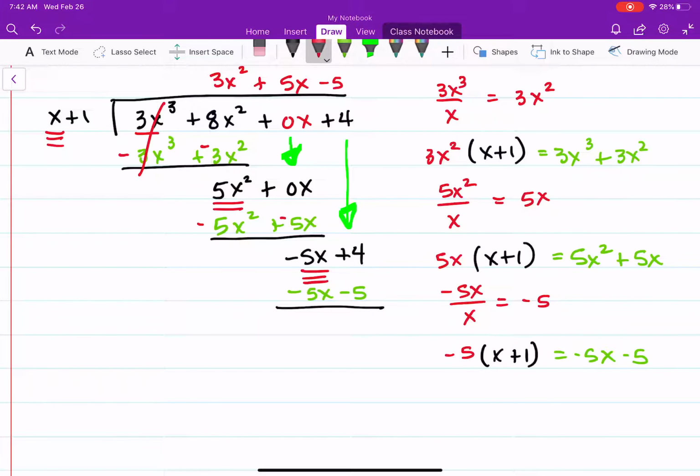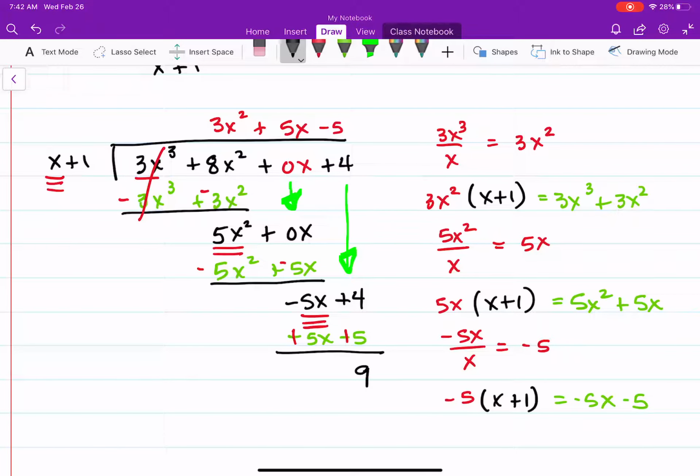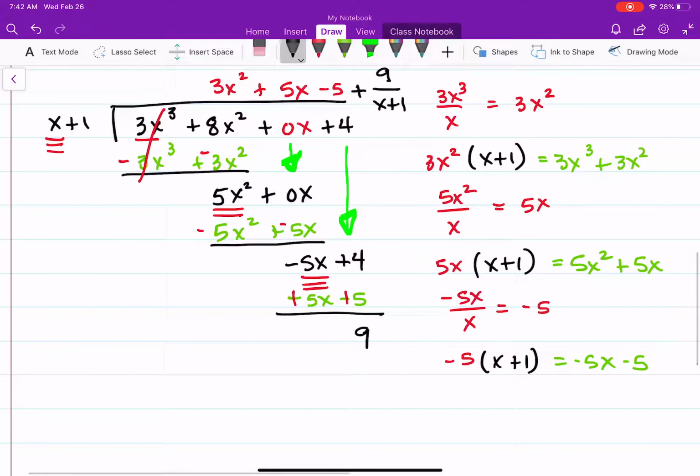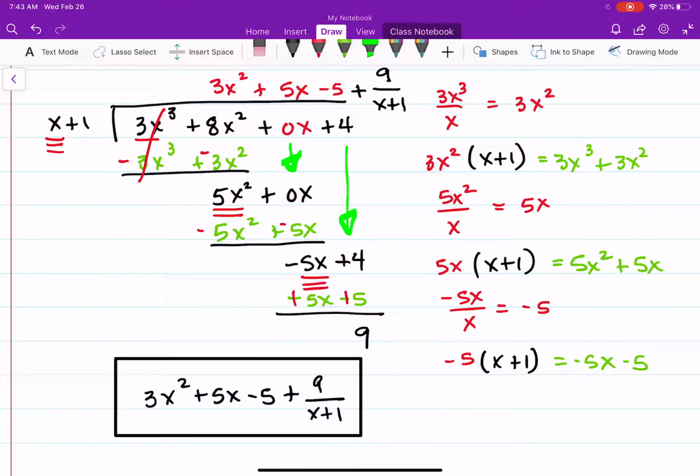Then we subtract, so we flip the signs. And what we'll get is a 9. So that's my remainder. The way I would put my remainder, since it's positive, is to put down plus 9 over x plus 1. So my answer here is 3x squared plus 5x minus 5 plus 9 over x plus 1. There you go.